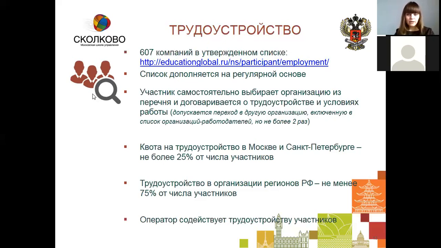Так. Нас не только продлили, но и увеличили квоту на трудоустройство в городах Москва и Санкт-Петербург. Теперь это не более 25% от числа участников, а не 10% от трудоустроенных, как было раньше. Поэтому, друзья, радуемся, но не забываем рассматривать и другие варианты. Все-таки не в Москве и Санкт-Петербурге существует огромное количество достойных компаний, которые способны предложить вам достойную заработную плату и другие разные бонусы.